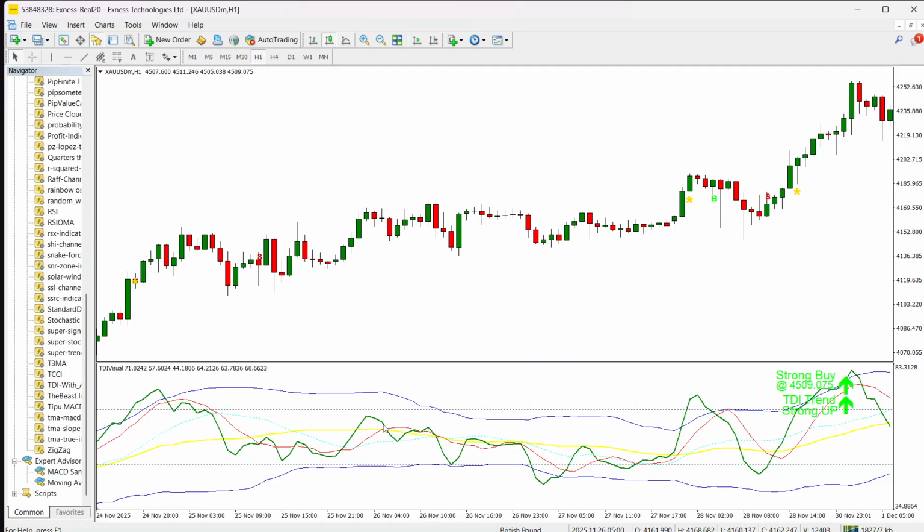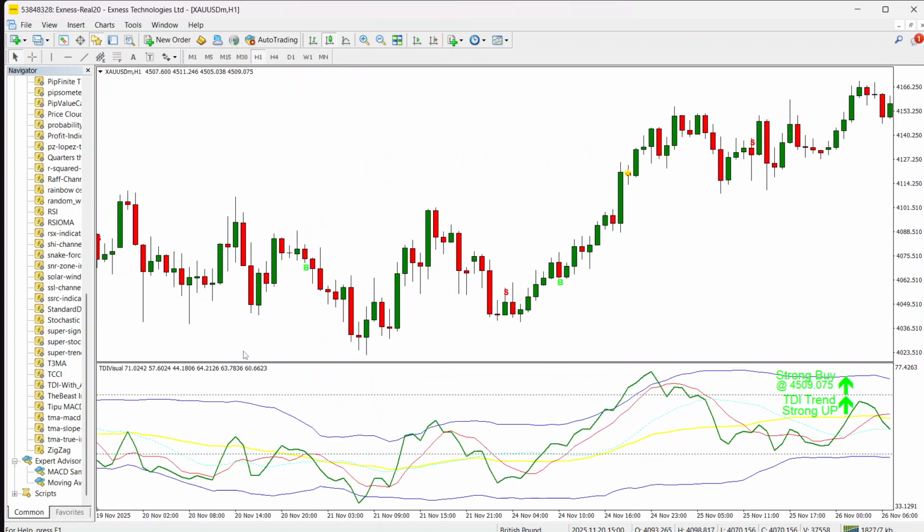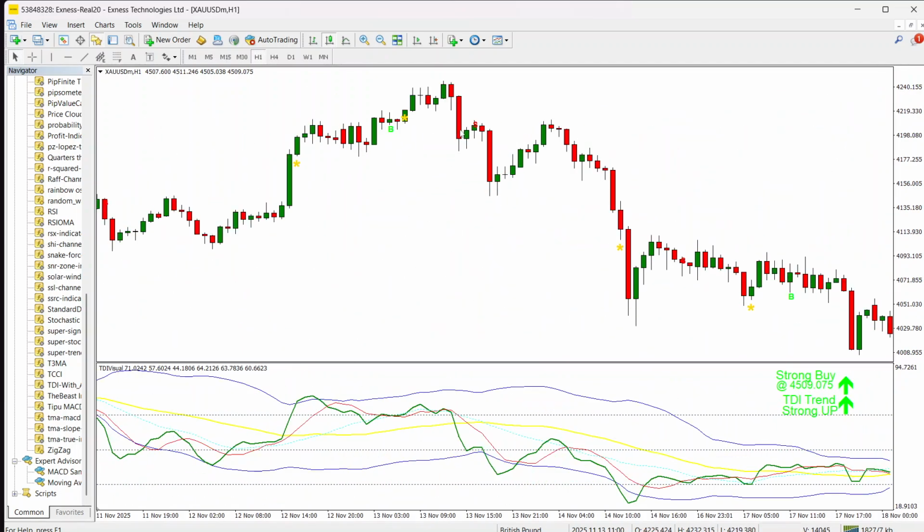When the TDI line is above 50 level, it generally indicates a bullish trend, while a TDI line below 50 suggests a bearish trend, with the slope and angle providing additional insight into trend strength. As you can see here, the RSI price line went above the middle line, the 50 level, indicating a bullish trend here, and in a bearish condition or a bearish trend, it went below the 50 level.